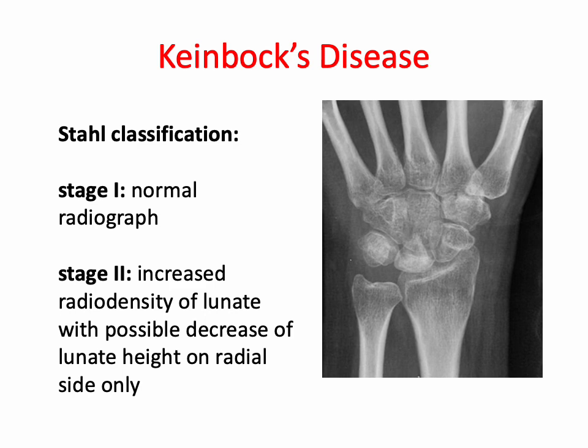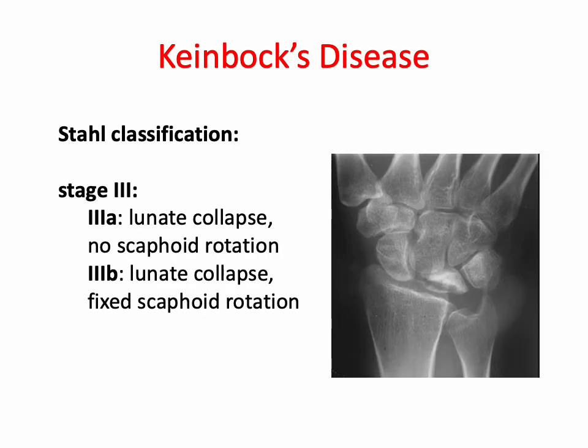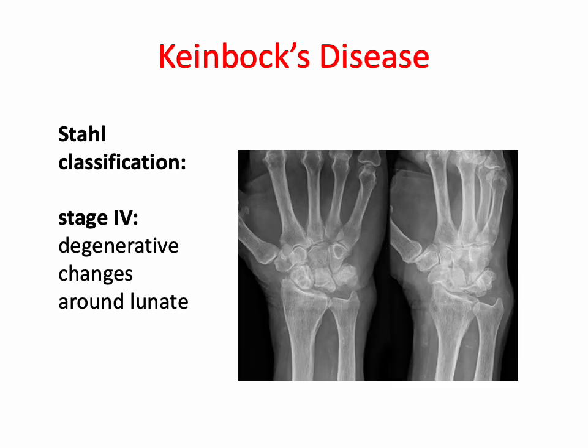So here we can see that the lunate appears flattened and more sclerotic. There's a Lichtman classification which classifies the disease on the basis of radiographic changes. Stage 1, normal radiograph. Stage 2, increased density of the lunate with maybe a bit of lunate height loss on the radial side, which we're seeing here. Stage 3, where there's the beginning of lunate collapse and rotation of the scaphoid, and then stage 4, progressive collapse and degenerative changes.